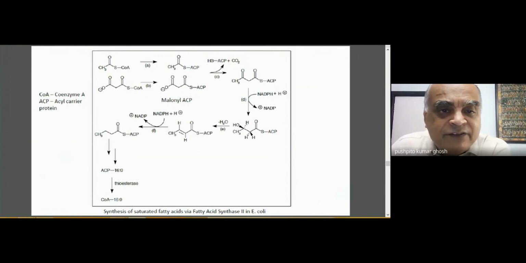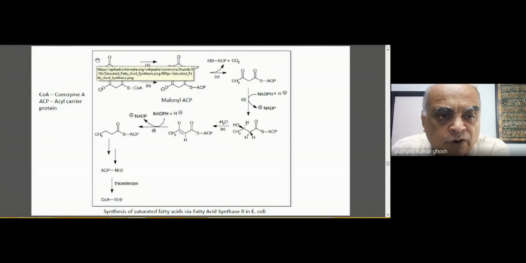All right. Let's see what exactly is happening. It's a very interesting process. Now, this acyl group, the CH3CO group, that is the acyl group. This is actually bound to an enzyme, which is the coenzyme A, and effectively this is one component.